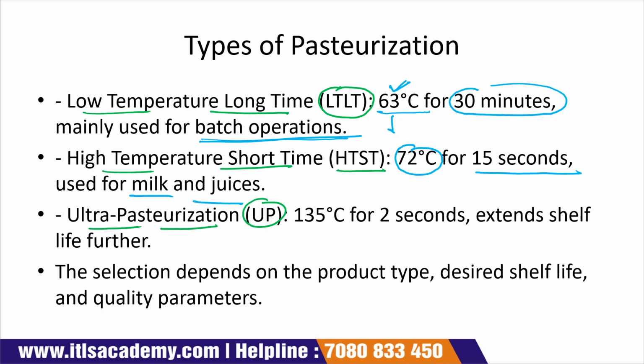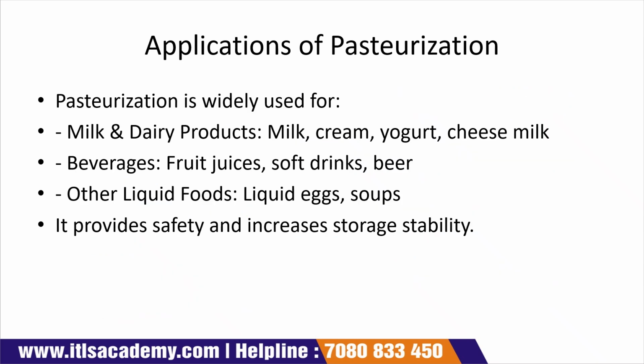Next is ultra pasteurization, in which a very high temperature is applied, around 135 degrees Celsius for 2 seconds. This extends the shelf life of the food product. The selection of the pasteurization method totally depends upon the type of the product, desired shelf life and quality parameters.